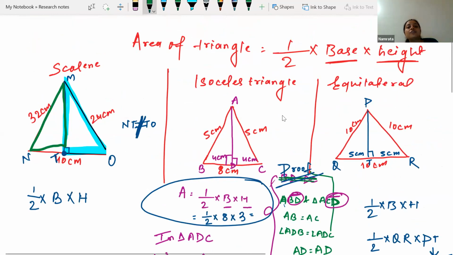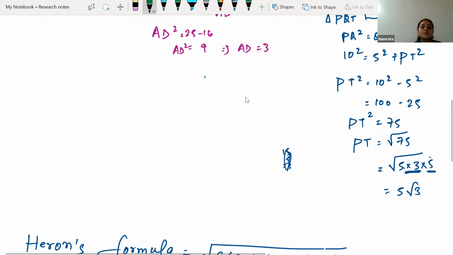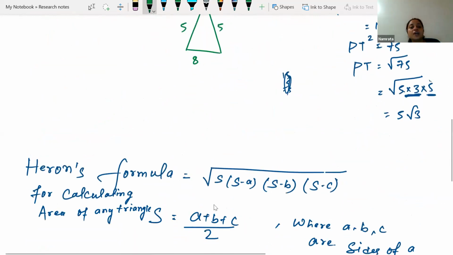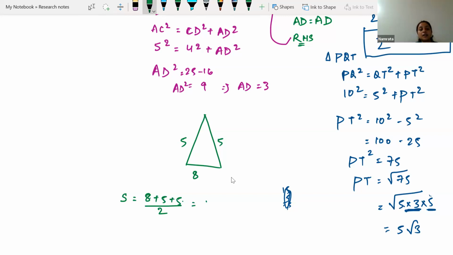The sides were 5, 5, 8. Let me draw it again. The new area formula says first find S. S means A plus B plus C by 2, addition of all by 2. So 8 plus 5 plus 5 is 18, right?